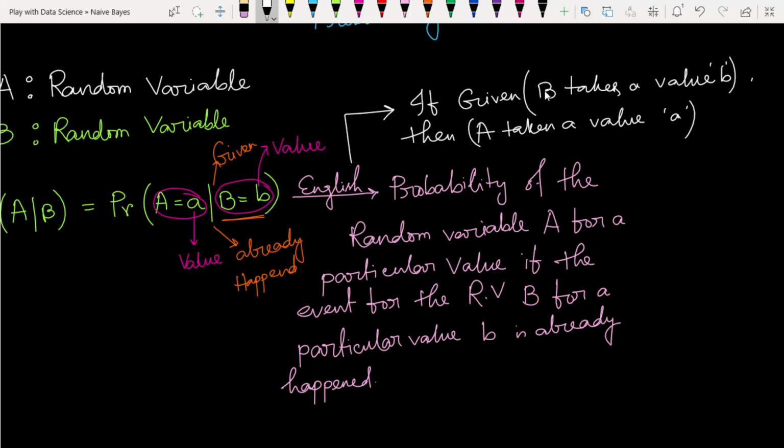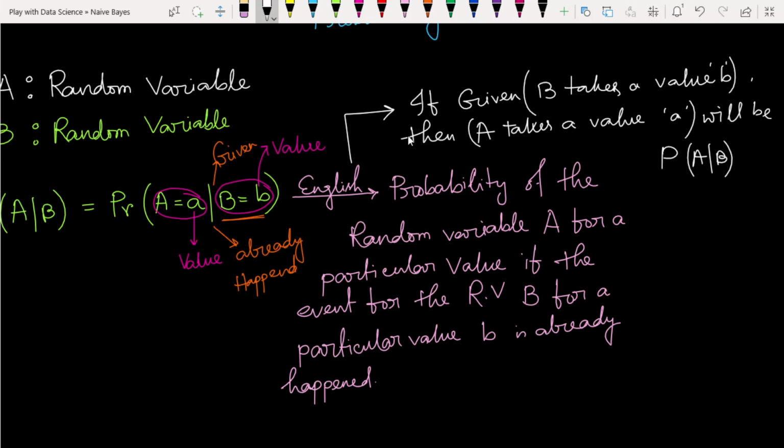This means B taking a value b has already happened, and now we are going to find, given that this already happened, what will be the probability that A takes a value a. I think this thing is clear now.